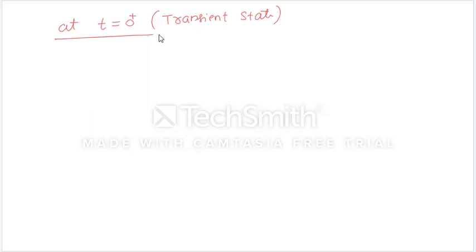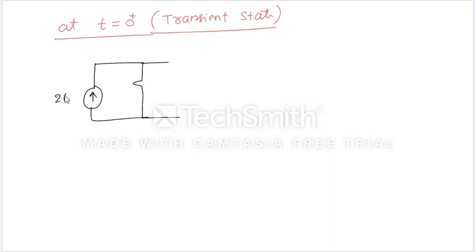The inductor is in the transient state now, isn't it? Can I draw this network at t equals 0 plus now? Is the switch closed or open? The switch is open now. And here this inductor current is what? 2 amperes. And this is 30. The switch is open now.